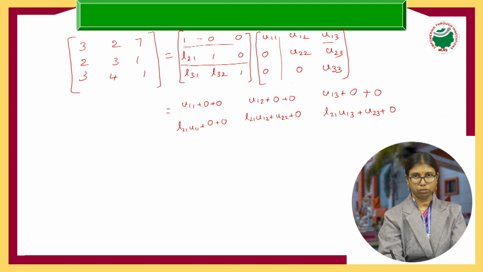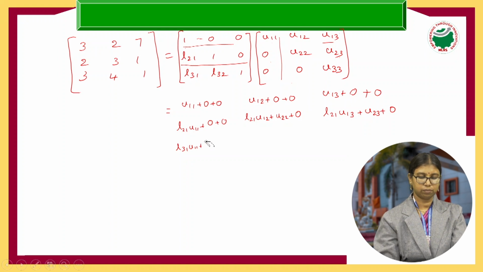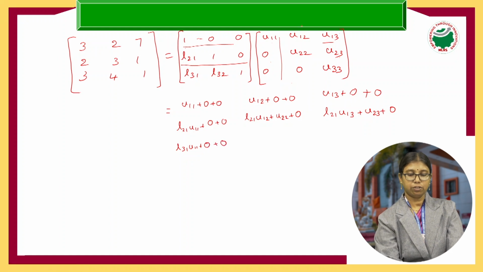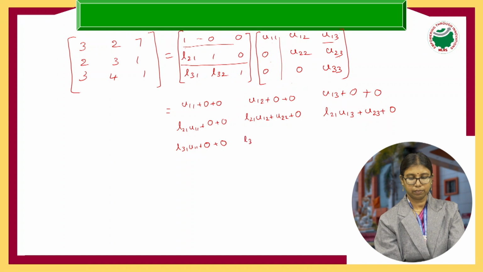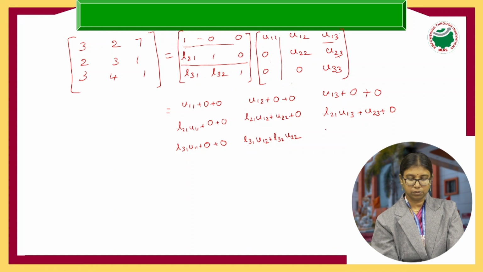Next, now third row into column wise. So, L31 U11 plus L32 into 0 is 0 plus 1 into 0 is also 0. So, these two are 0. And next, third row, second column. So, L31 U12 plus L32 U22 plus 1 into 0 is 0. Next, third row, third column. So, this is L31 U13 plus L32 U23 plus 1 into U33.